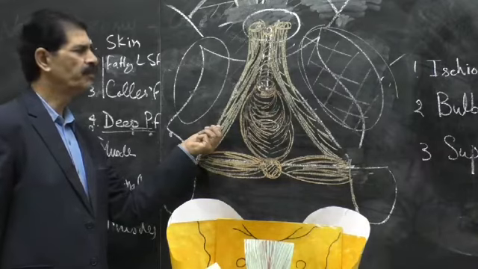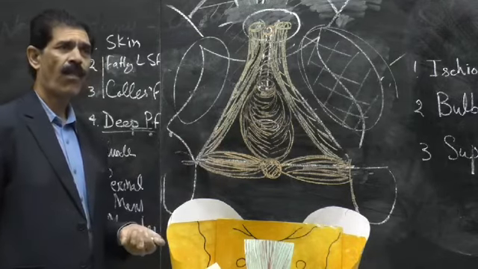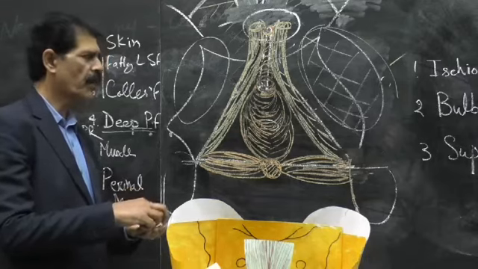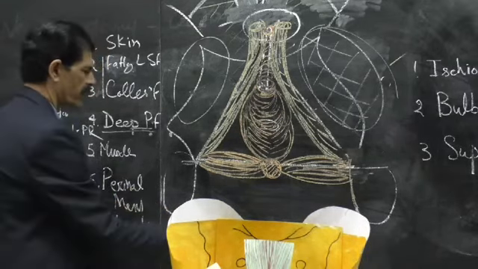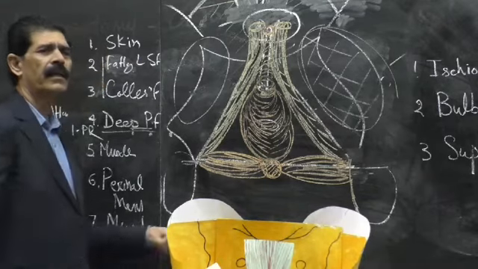Origin, insertion, now come their action, and their nerve supply. So the nerve supply of the perineal structures comes from the PIN relations. Remember PIN. When you do the lower limb, it will be clear.